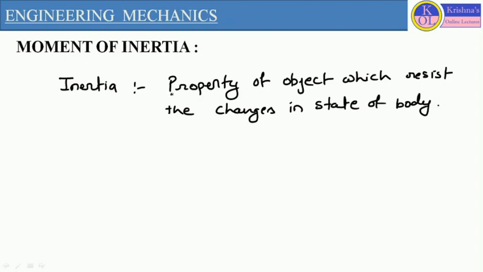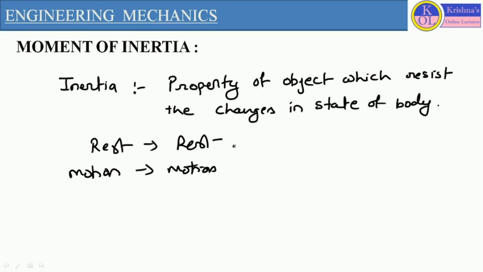So inertia we generally define as the property of any object which resists the changes in the state of the body. Inertia is the property of any body, any plane or any object which is resisting any kind of change in the body. If the body is at rest, it will stay at rest. If the body is in motion, it will stay in motion only. So if the body is at rest, it will not go into motion. So this resistance in the state of the body is called inertia.